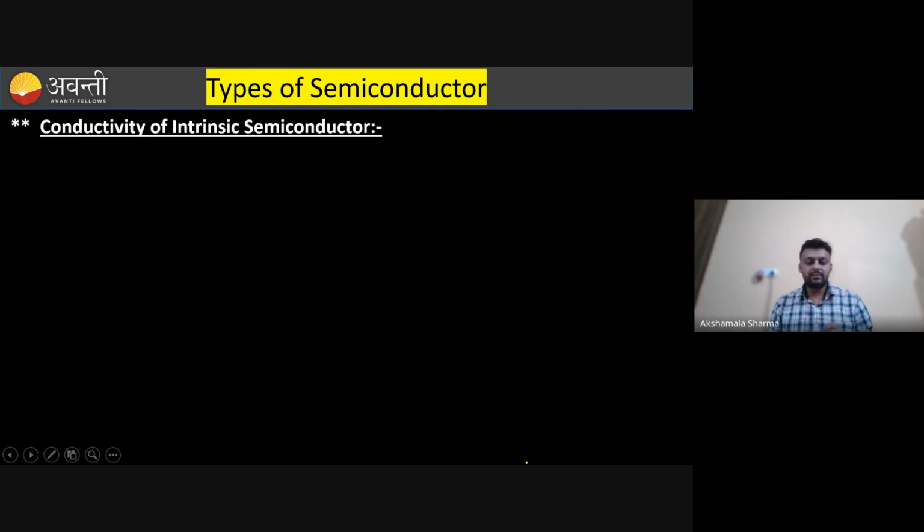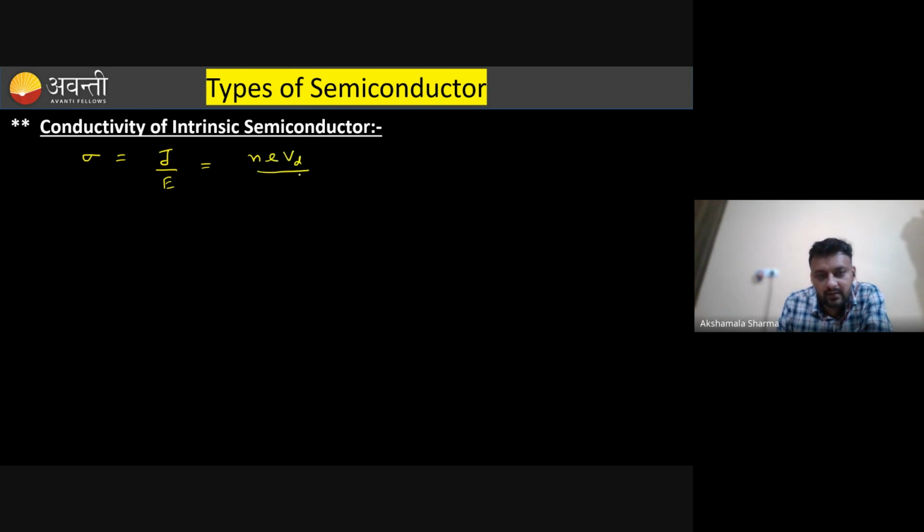Conductivity of intrinsic semiconductor. What is conductivity? How is it denoted? Conductivity is denoted by sigma, I hope everybody knows that. And sigma is J upon E. J is the current density, E is the external field, sigma is the conductivity. Now if I break this formula, J is equal to n e v_d. Clear? I hope you remember this formula from the current electricity chapter.